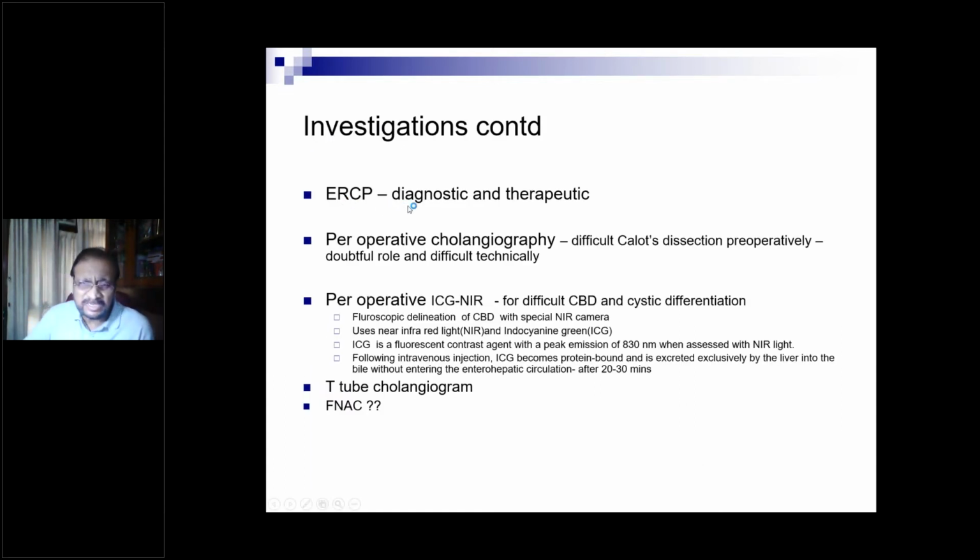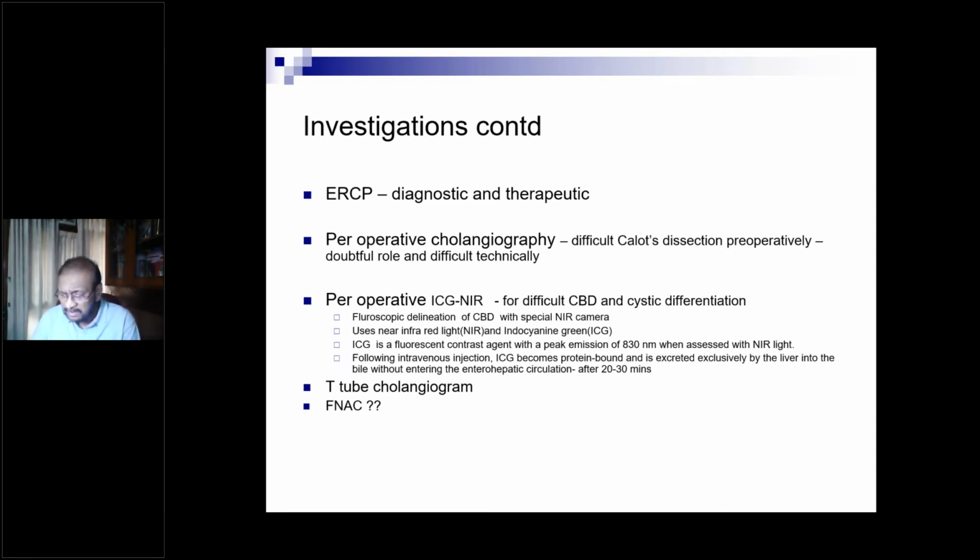Other investigations: ERCP, diagnostic and therapeutic, nothing more to speak about that. Peroperative cholangiogram is another method. You're doing some kind of surgery, you're not able to dissect Calot's triangle. What do you do then? You basically take a peroperative cholangiogram. But this is one investigation which is touted to be a very good investigation, but unfortunately, it has not caught on anywhere in the world. Nobody now does it as a routine in peroperative laparoscopic cholecystectomy. Nobody does it either in open or in laparoscopy.